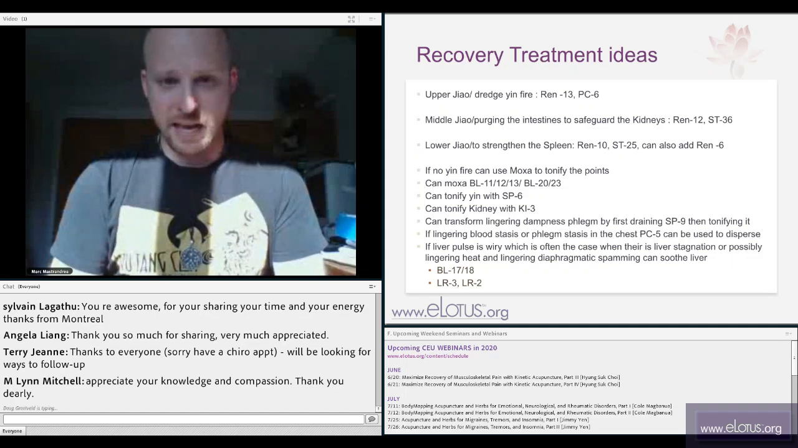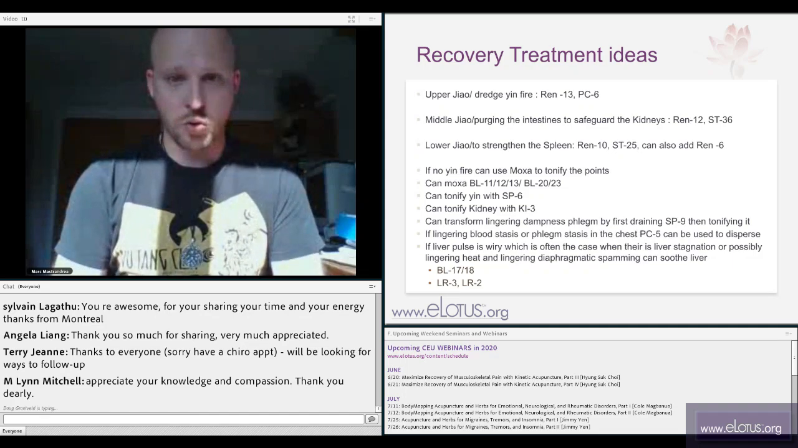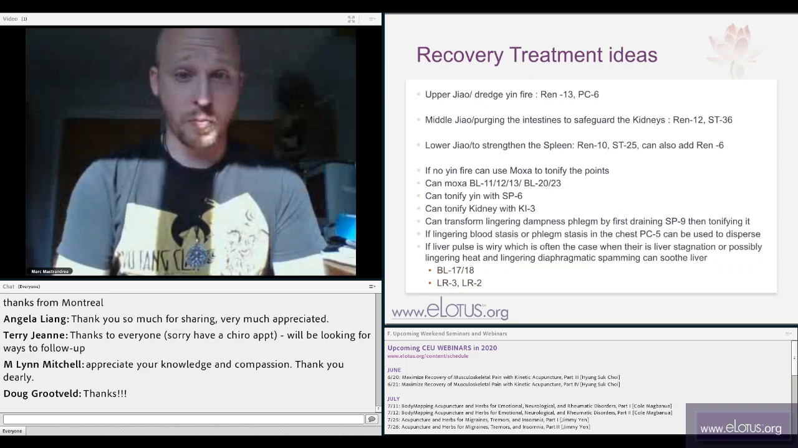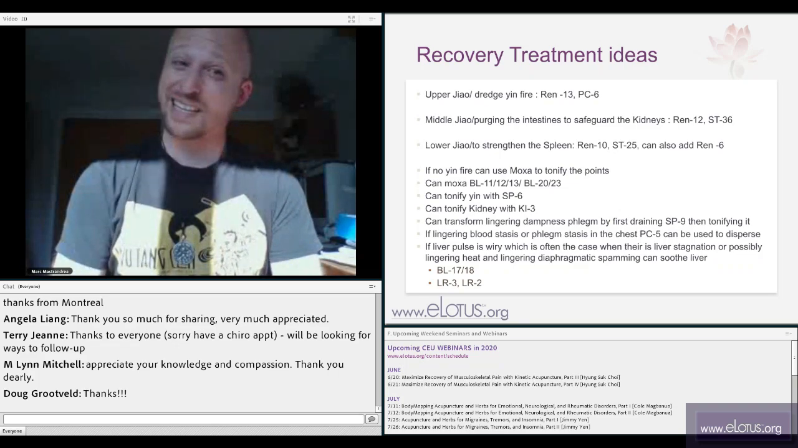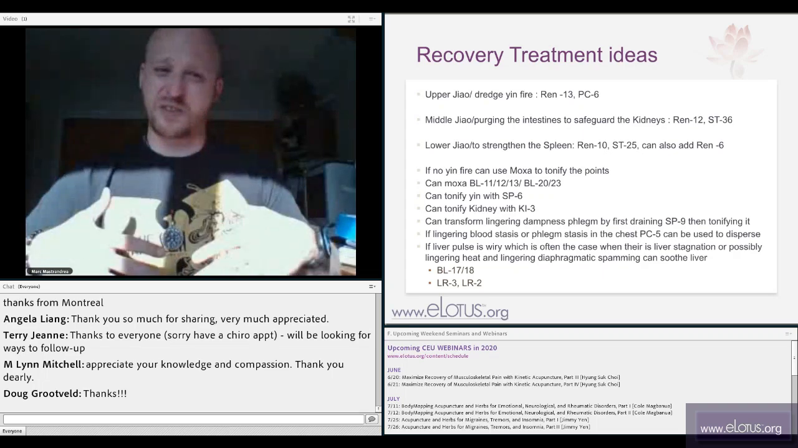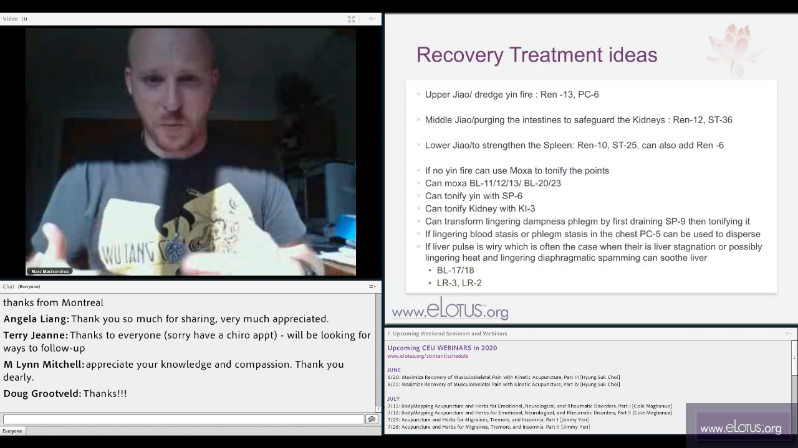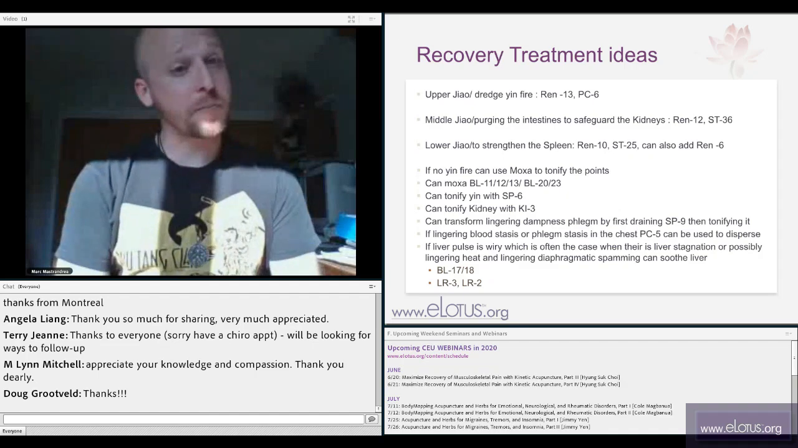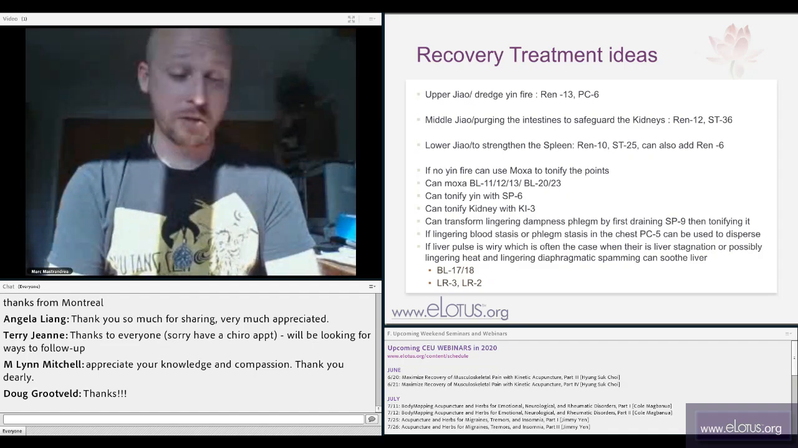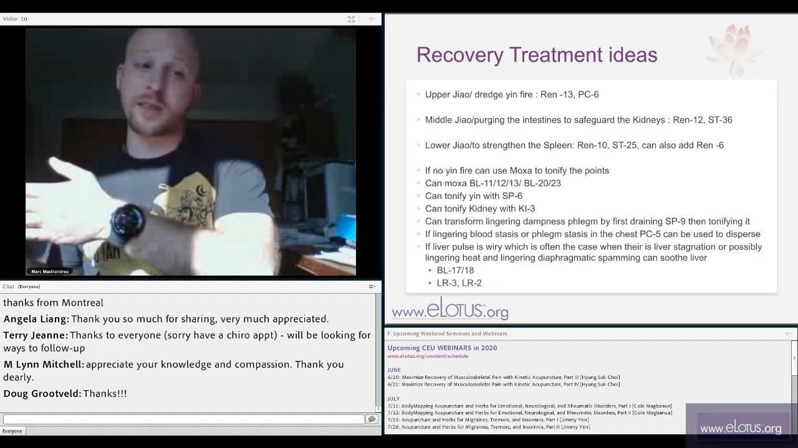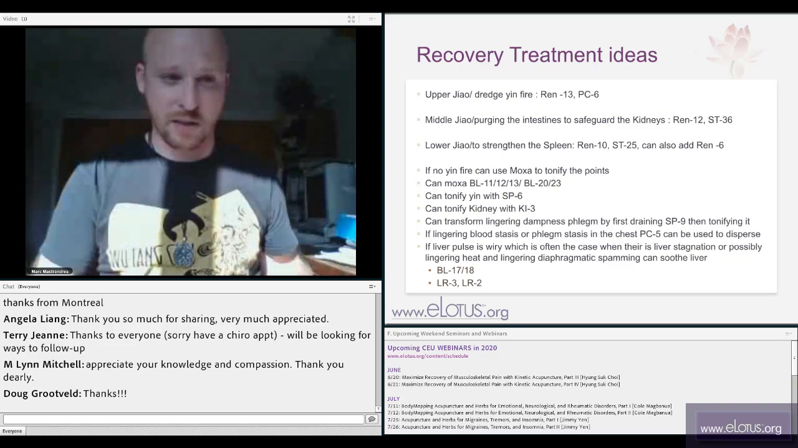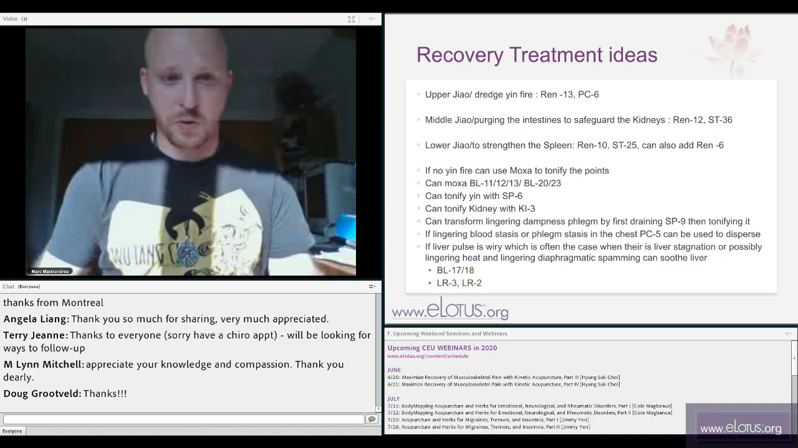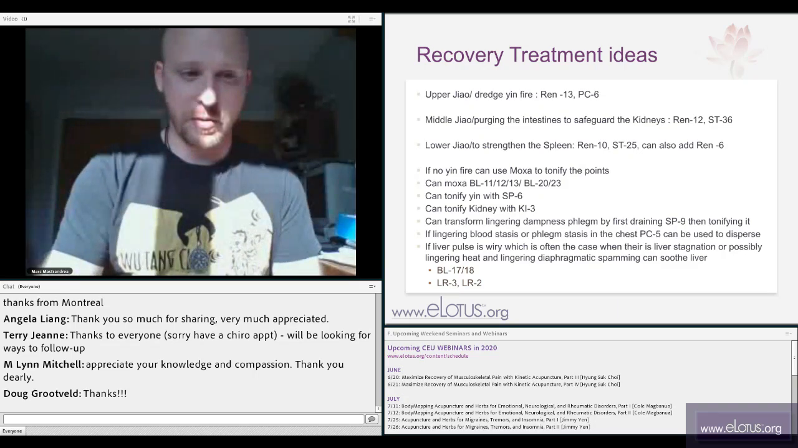If there is lingering blood stasis or phlegm in the chest, you can use pericardium 5 because it's used to disperse. If the liver pulse is wiry, which happens in a lot of COVID patients, because the liver holds on to a lot of heat and there's a diaphragm spasming, you can use a series of points here: bladder 17, bladder 18, liver 3, liver 2. Again, these are primary points that I'm just adding on the back end if you feel like it's moved out of the divergence, but something else is happening, or maybe it's your personal preference at that point.